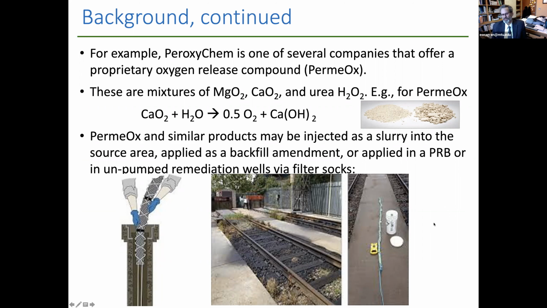And this illustrates one of the advantages of the unpumped wells, that we can go to much greater depths than we can with the PRB. Here we can go to 100, 200 feet, or what's required to reach the plume of concern.